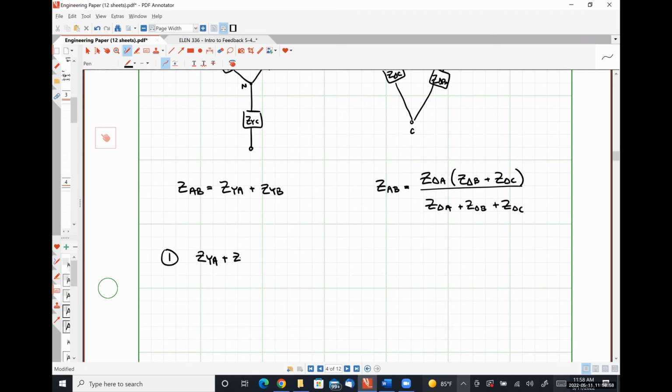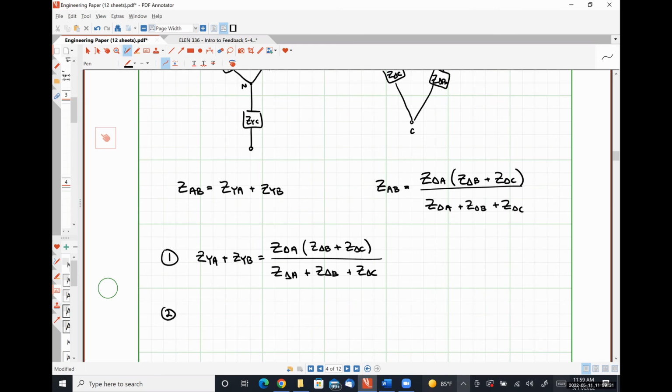ZYA plus ZYB is equal to Z delta A times Z delta B plus Z delta C over Z delta A plus Z delta B plus Z delta C.